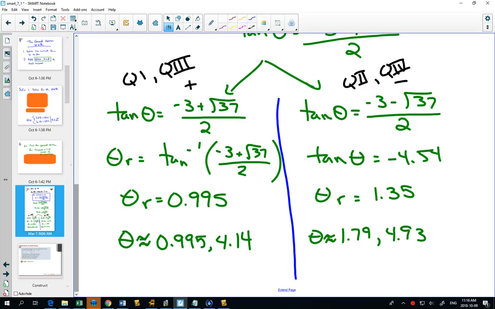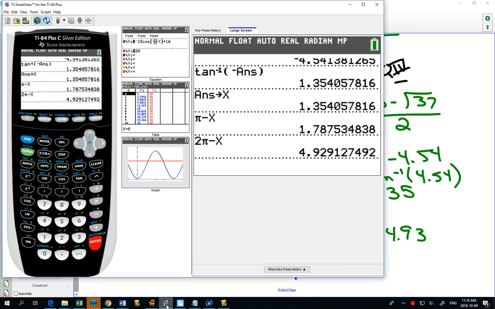Yes? Why is it okay, like on your calculator, you put the negative ratio in? Why is it okay now? What I actually did here, in this step right here, I put in tan inverse of positive 4.54. If we look back at our calculator, the reason we can see that is I have tan inverse negative my answer. And since my answer was negative, putting an extra negative in front would make it positive.